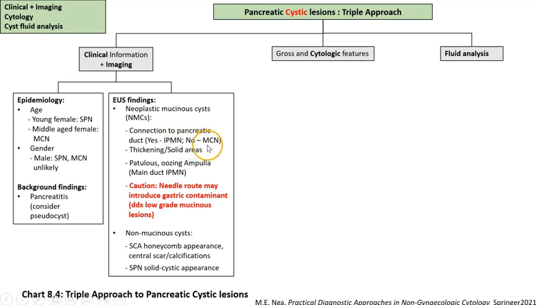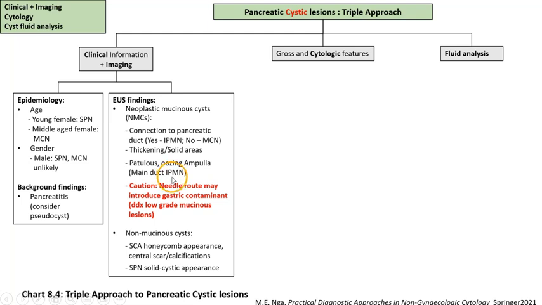If it is not connected, it could be an MCN, or it could still be an IPMN where the connection is not visualized well. Also, the presence of solid areas or thickening of the cyst wall is very important, because these are associated with a higher risk of malignancy. And the appearance of the ampulla can be extremely useful.